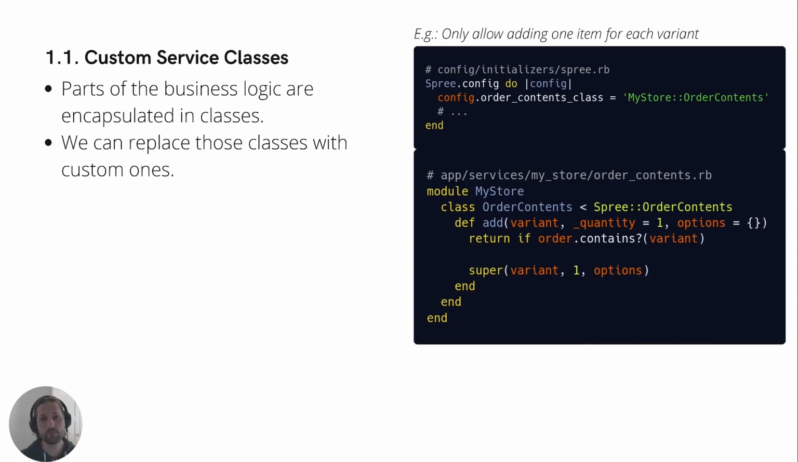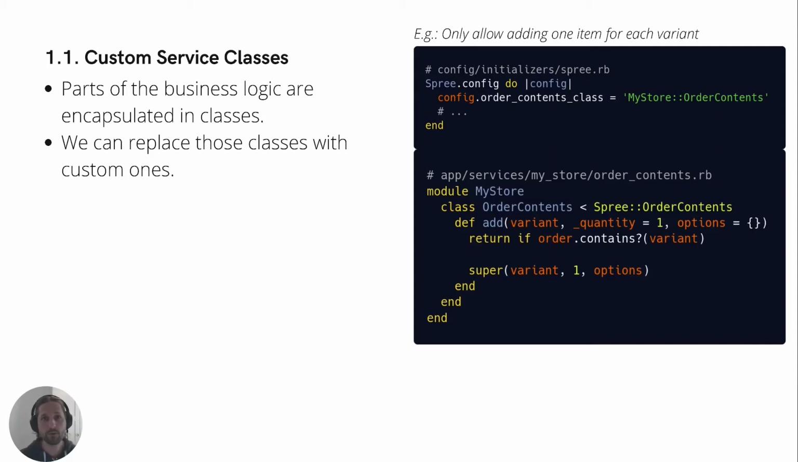Some parts of Solidus default behavior come encapsulated in standalone classes. Those can be switched by custom ones to extend or replace the default behavior. The place to specify custom service classes is the spree initializer. Here we are tweaking how adding an item to the cart works.